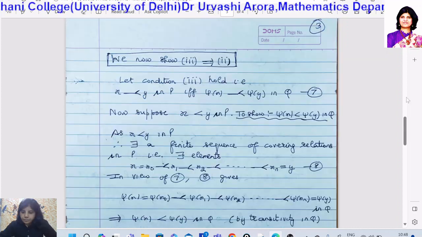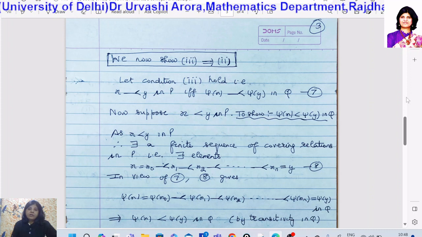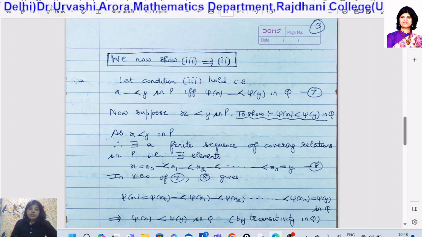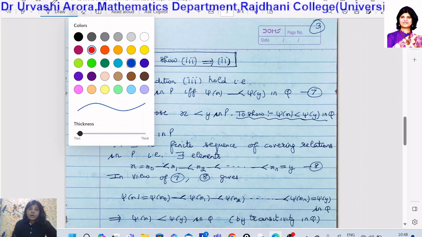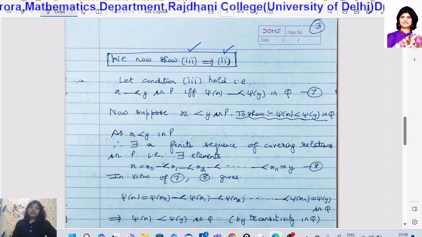So we have to show in this part that condition 3 implies condition 2, which means that if condition 3 is given to you, then you have to show condition 2 is true. So let condition 3 hold.